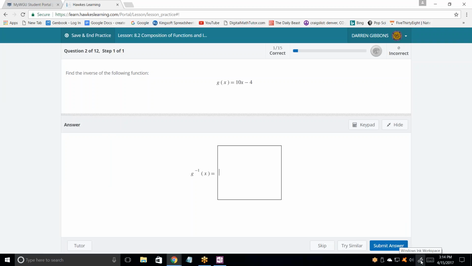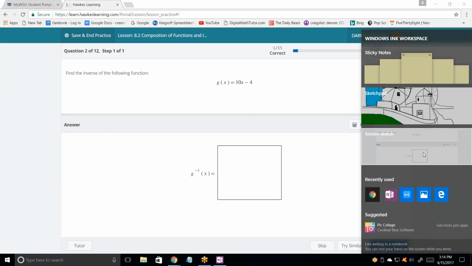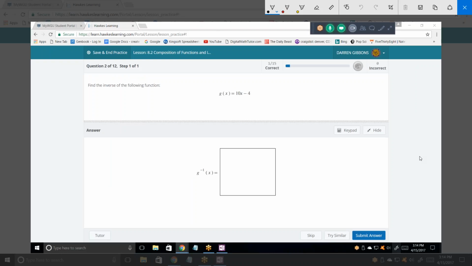Okay, let me take a picture here again. So work me through finding the inverse of this. What's the first step? Yeah, let me write this down.